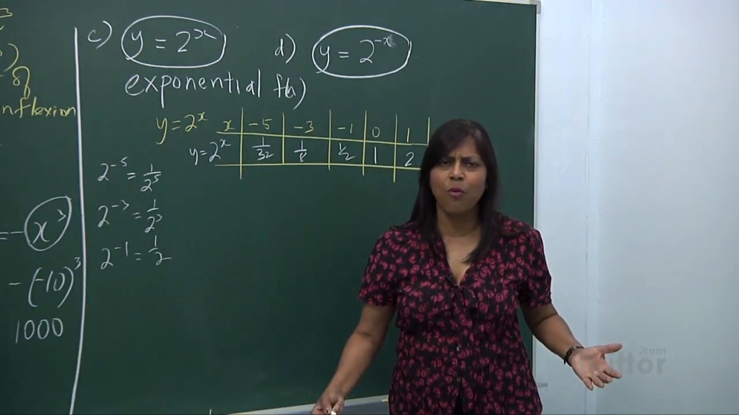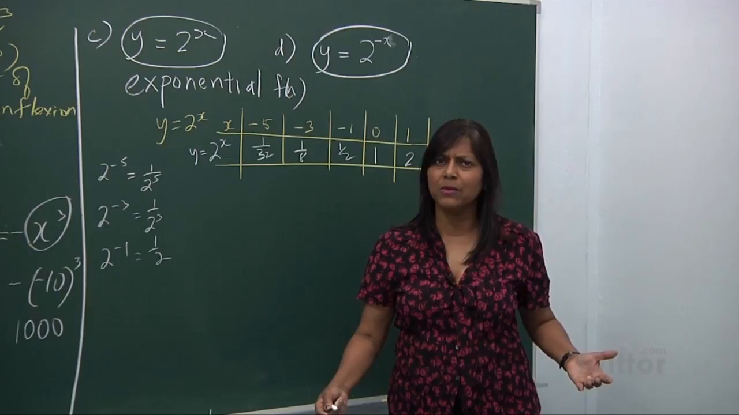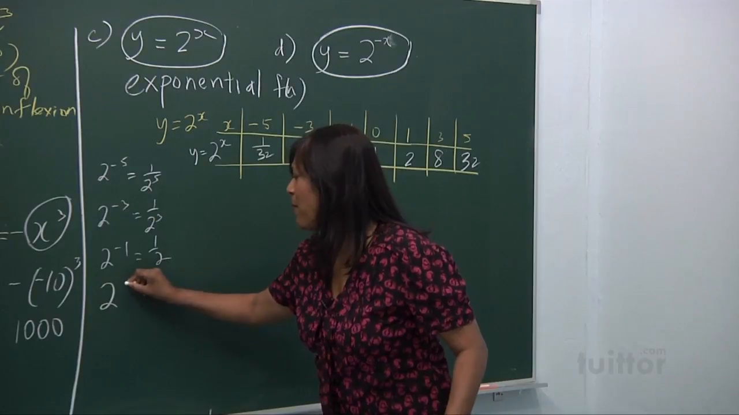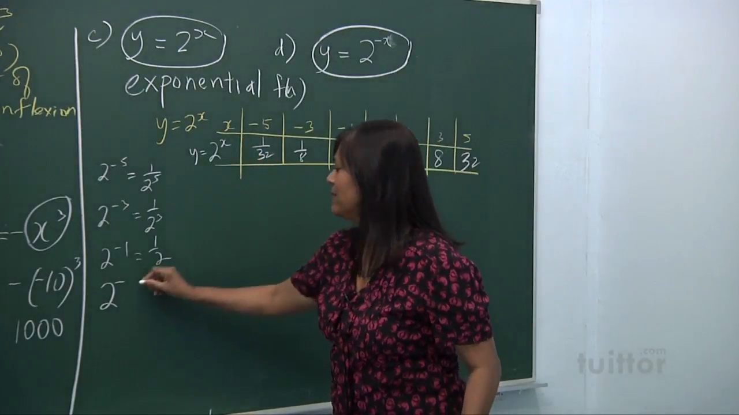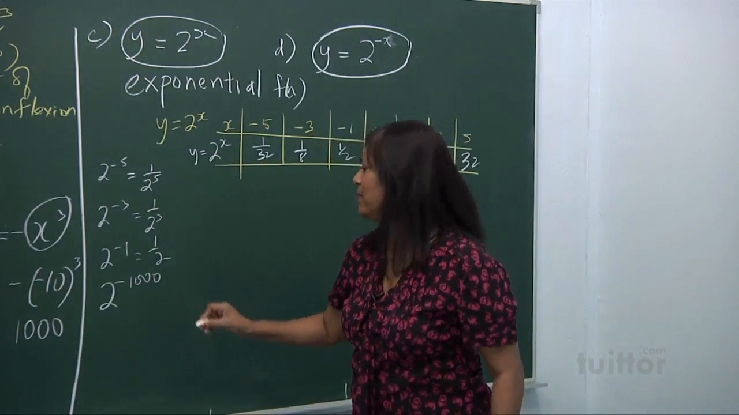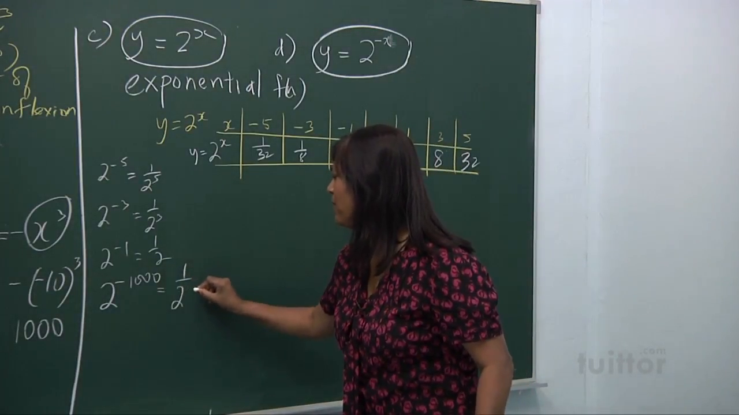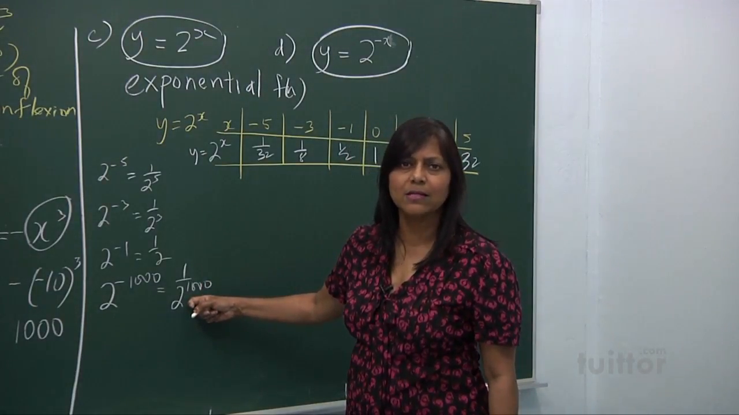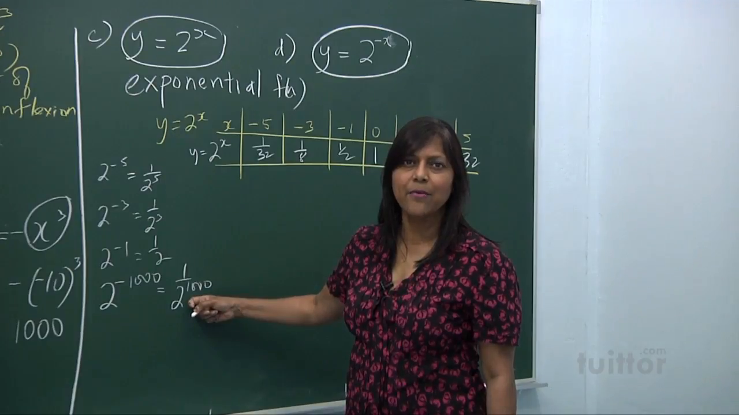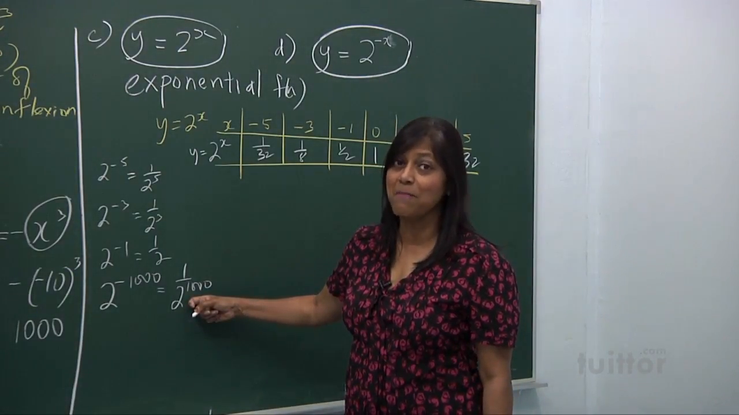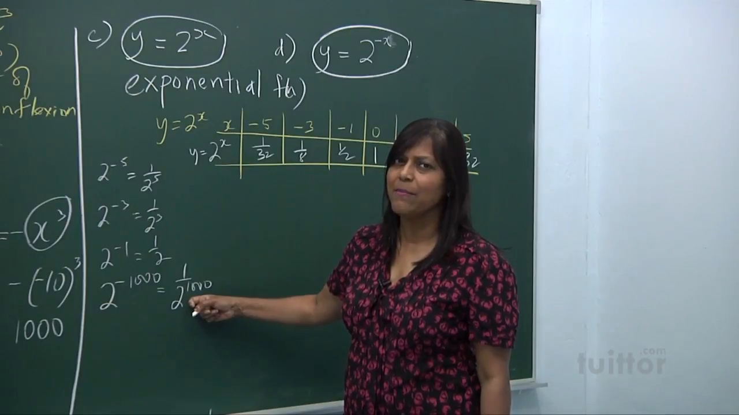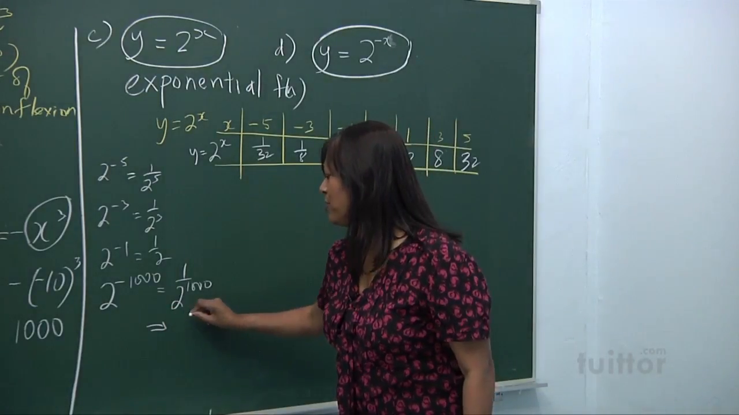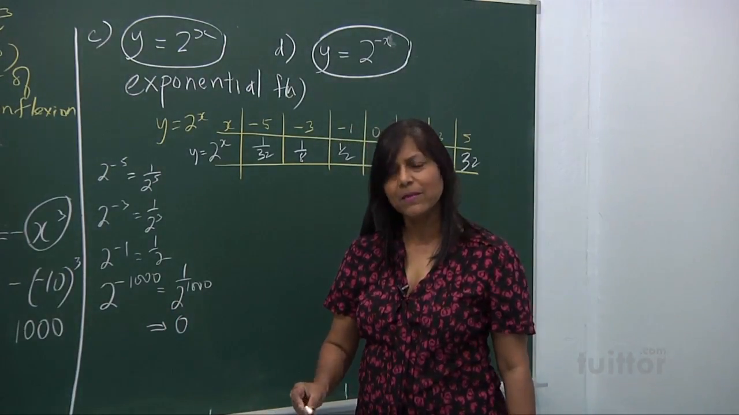Fine, you want to take a more negative number? Tell me what number you like. Minus 1,000? Fine, let's try it. 2 to the power of minus 1,000. What do you get? You get 1 upon 2 to the power of 1,000. You try it on your calculator, and your calculator will tell you error. Maybe if your calculator is quite advanced, it might give you a very, very tiny number, a very, very small number that's almost approaching 0. Do you see it?